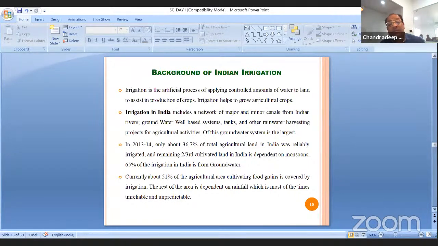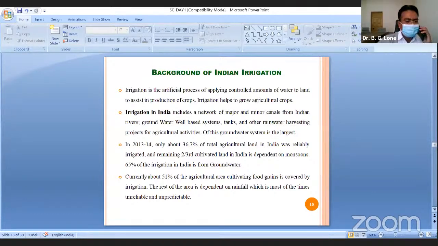Irrigation in India includes a network of major and minor canals from Indian rivers, groundwater, wells, tank systems, and other rainwater harvesting projects for agricultural activities. Of this, the groundwater system is the largest. We know that. And you know better than me because you teach that.